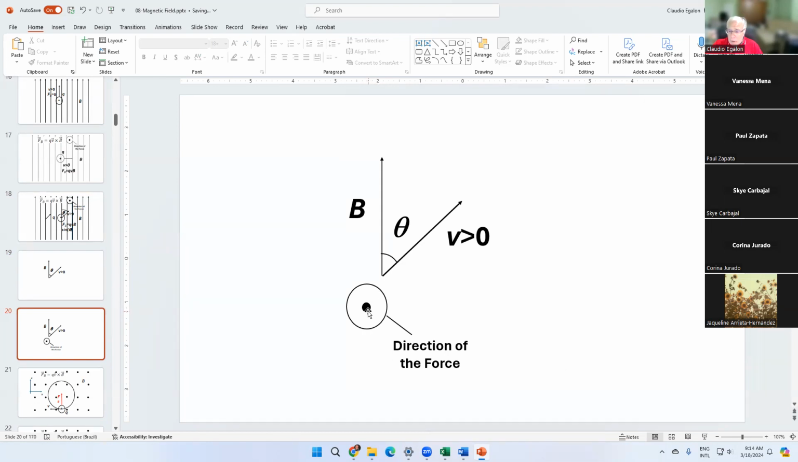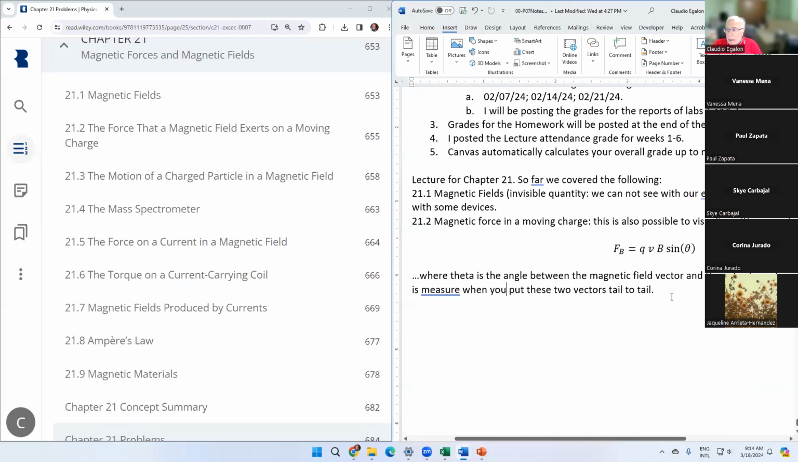Don't forget the force is perpendicular to this velocity vector. Because the force is perpendicular to the velocity vector, it does not affect the speed of the particle, but it does affect its trajectory. Let's go back here. The direction of the magnetic force is given by the right hand rule.